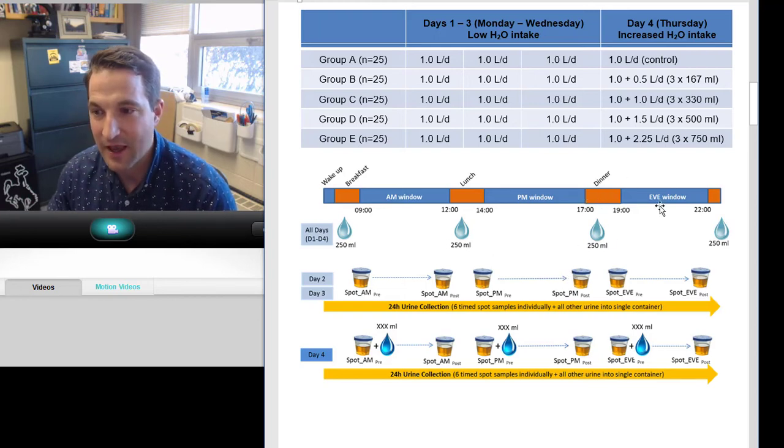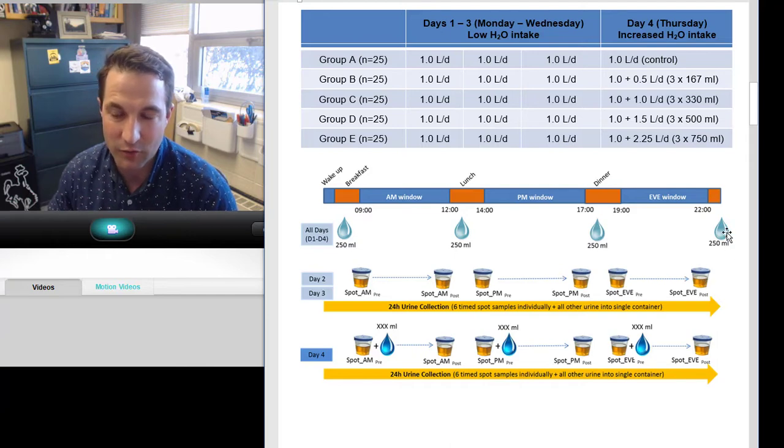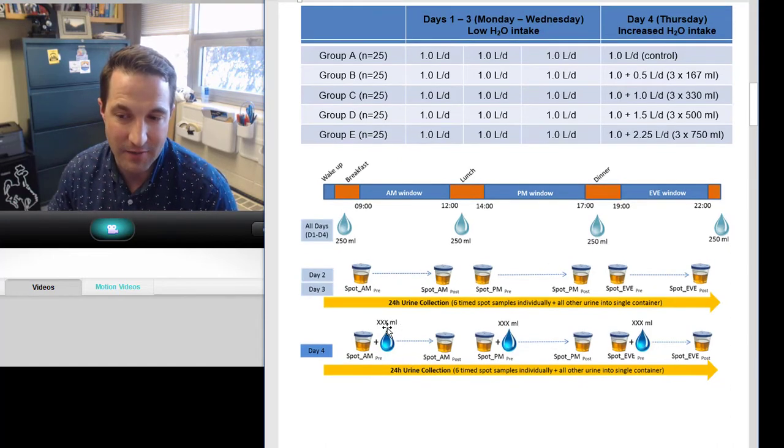Repeat that again. Here we have our evening window, and then we have our evening spot and our last water right before bed. And you can see that on day 4, which corresponds to this up here, when they get their extra water, here we go. XXX mLs, that tells us we're drinking our extra water at that time point. Here we have it again.